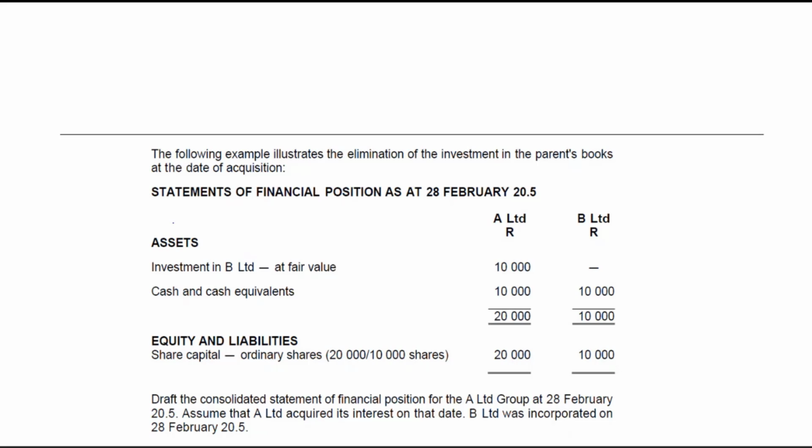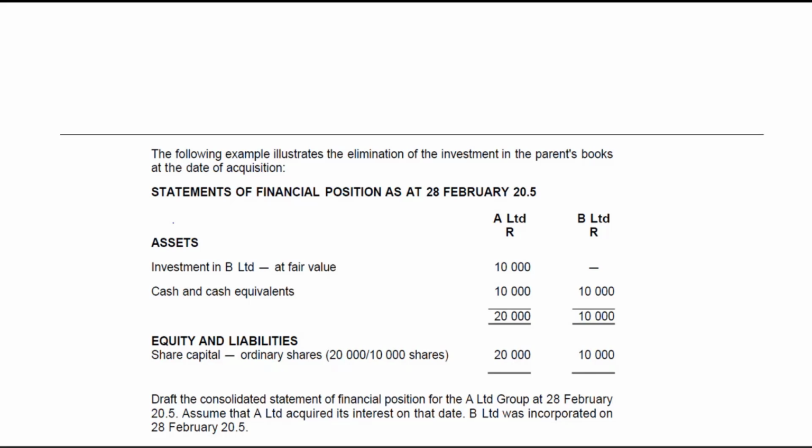B Limited was incorporated in February 20x5. So the question says that as soon as the subsidiary, B Limited, was incorporated, that was when A Limited acquired it. So A Limited acquired B Limited on the date of incorporation. Why? Because that is why it doesn't have a lot of things. It has not acquired any investment in any other company because it's still a new company that has just been incorporated. And on the day that it was incorporated, that is the same day that it was acquired by A Limited, right? And it looks like A Limited acquired all the shares in B Limited.